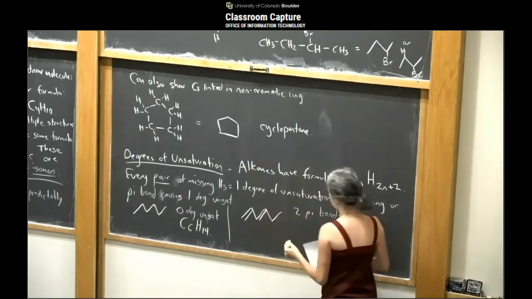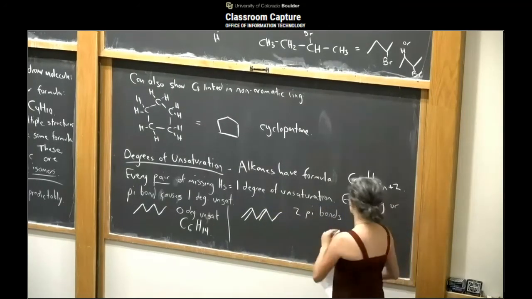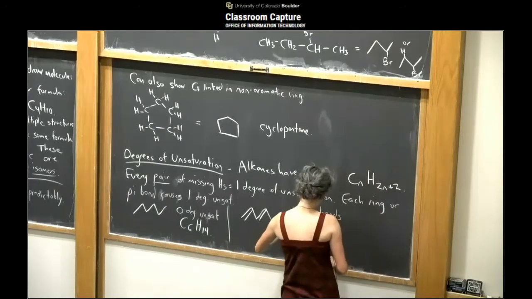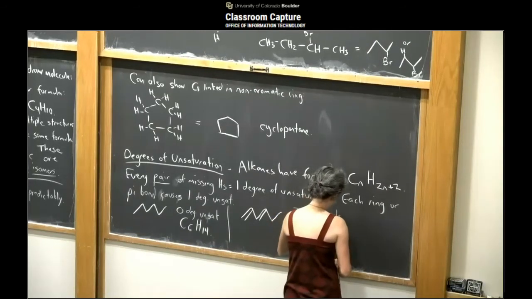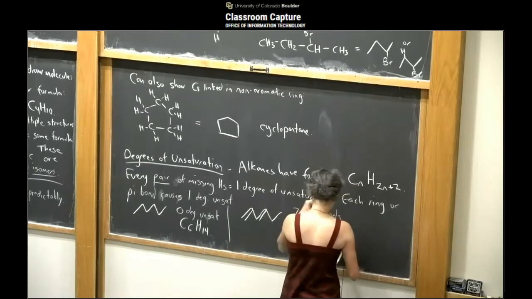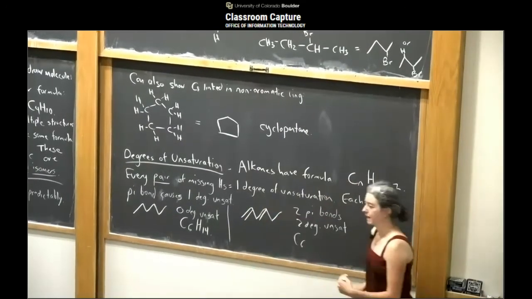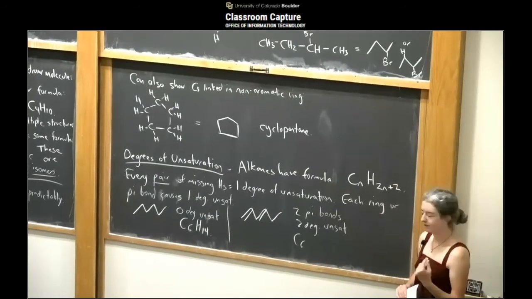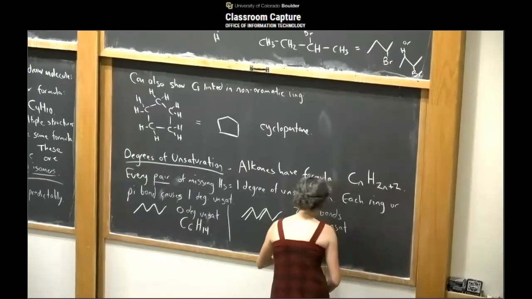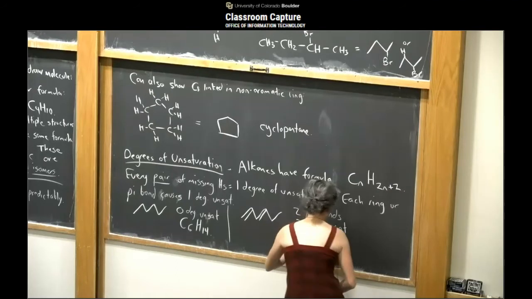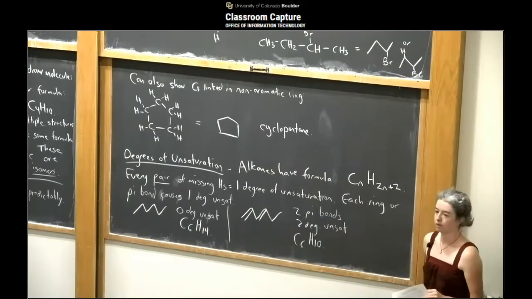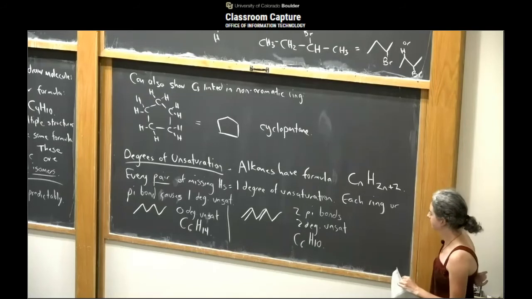So 2 pi bonds and no rings means 2 degrees of unsaturation. So again, 6 carbons, C6, H, what? 10, yep. So each degree of unsaturation is 1 pair of missing H's. So we're missing 4 total out of what we should have at a maximum.